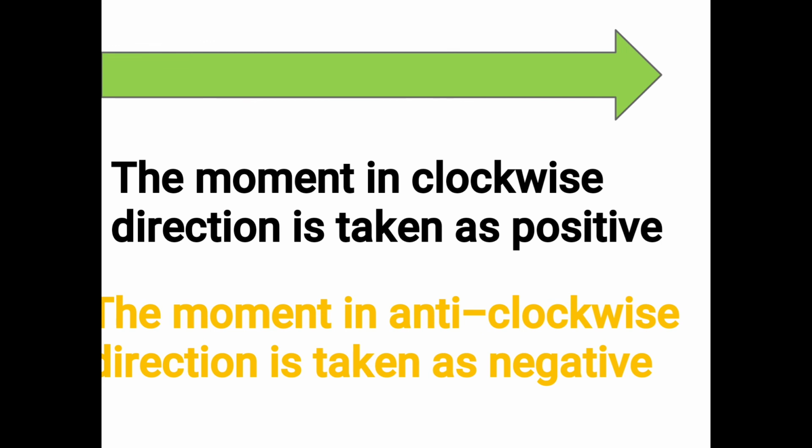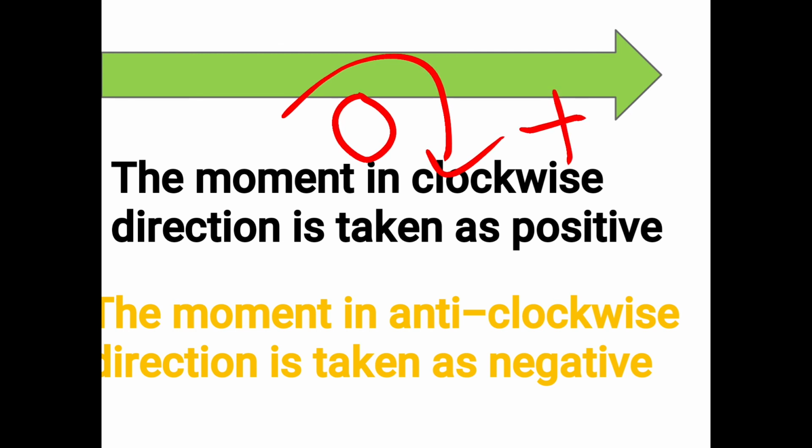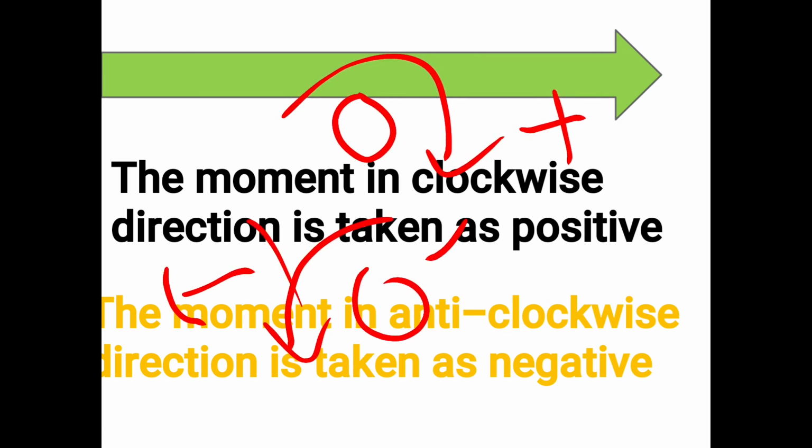The moment in a clockwise direction is taken as positive if the object rotates in a clockwise direction. We have to consider that moment as positive, and if it gives an anti-clockwise rotation, we have to consider the moment as negative.